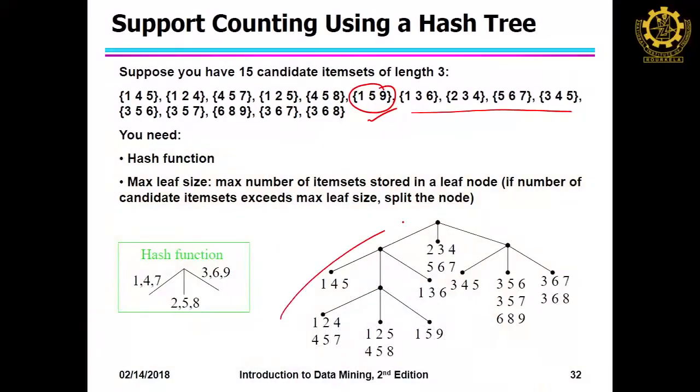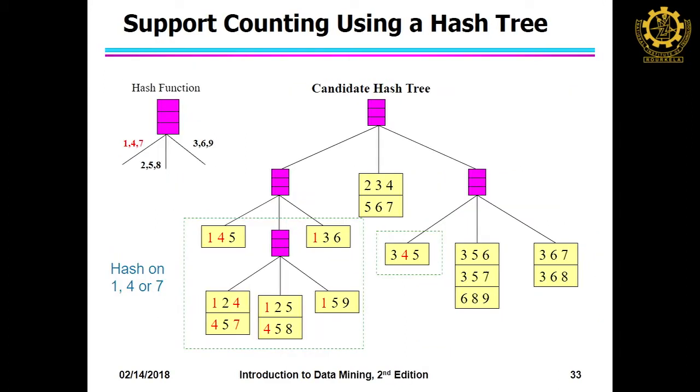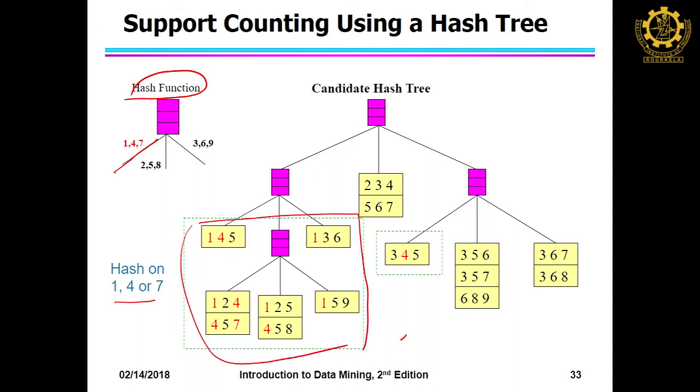This is the hash tree we generated in the last class. The hash function is very simple here. If a candidate item set starts with 1, 4 or 7, it goes to the left side. If it is 2, 5 or 8, it goes to the middle, and then 3, 6, 9 go to the right side. That was the hash function, and we generated the hash tree. Hash on 1, 4 and 7 is this region, and wherever it is, based on the hash function, it is this region and this region.